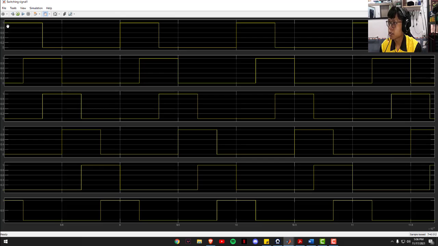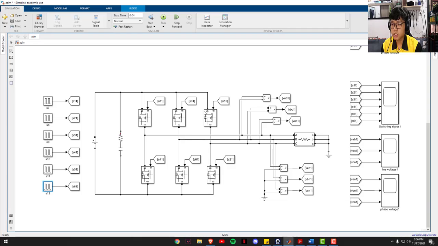So here's the switching signal at step 1, in the on condition, at S7 and S12, and then it goes to S7 and S8. The next one is S8 and S9. Next is S9 and S10. Then S10 and S11. The last one is S11 and S12. And then, as I said earlier, the pattern goes on and on until the stoppage time. For the simulation, the stoppage time is at 0.04 second.